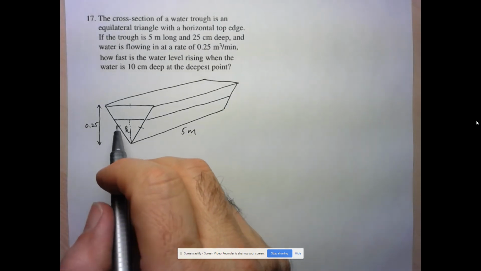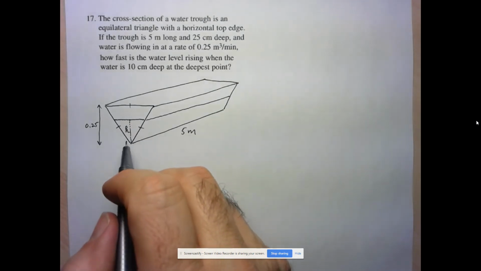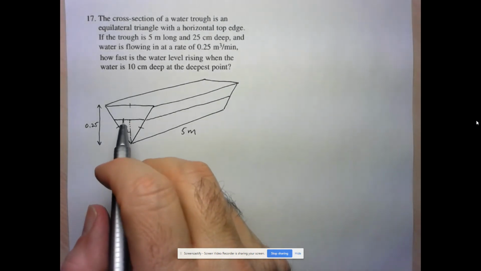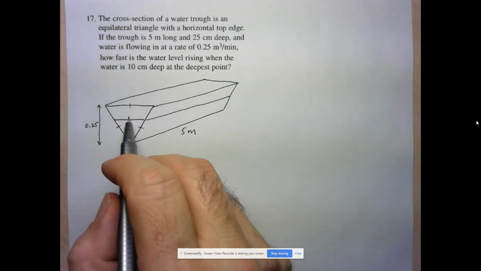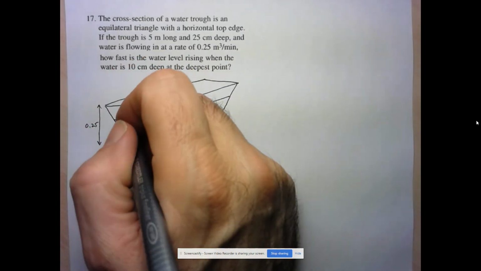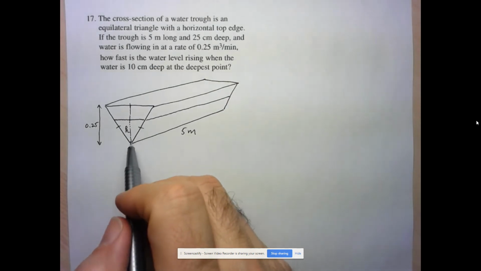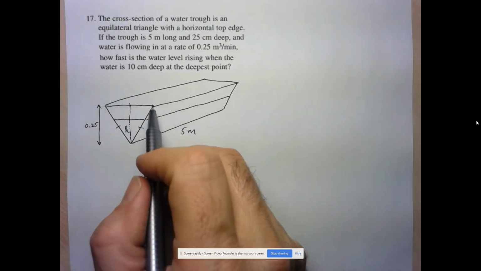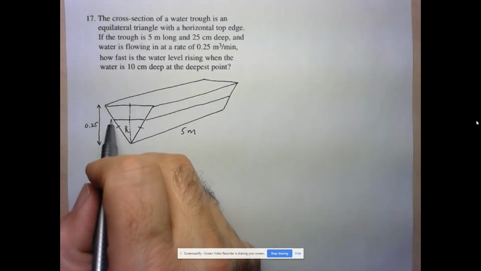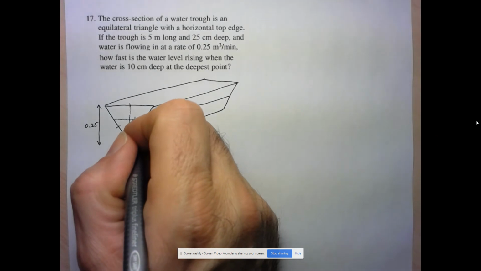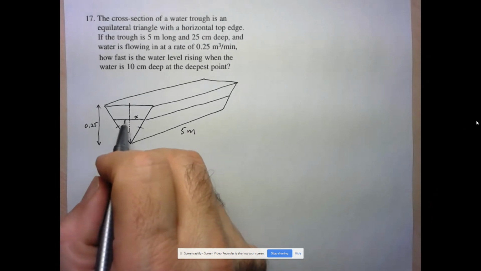Now, this is where I'm going to do something to make my life a little simpler, because this looks a lot like a problem we've solved before, the problem with water coming in or out of a cone, where we used similar triangles. I have a sense that we might be doing the same thing. So I'd like to work with this triangle and compare it to this larger right triangle. Instead of calling this whole thing x, I'm going to call just this portion x, and so the base of this triangle is just going to be 2x.